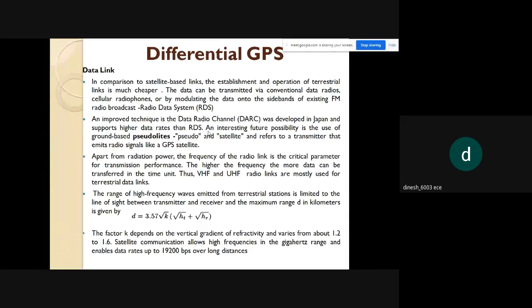And D is equal to 3.57 times the square root of K times the square root of HT plus the square root of HR. HT is the height of your transmitter antenna and HR is the height of your receiver antenna, measured in kilometers. And the satellite communication will allow a maximum frequency in terms of gigahertz, with 19200 bits per second over longer distances.